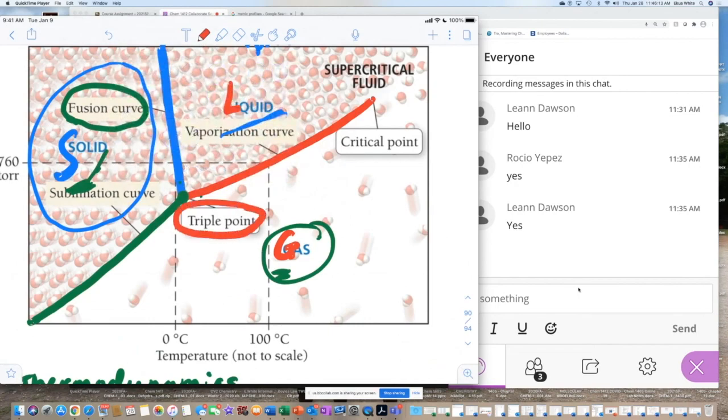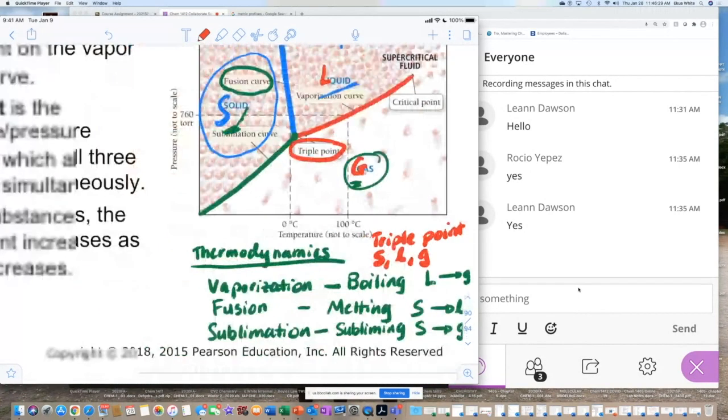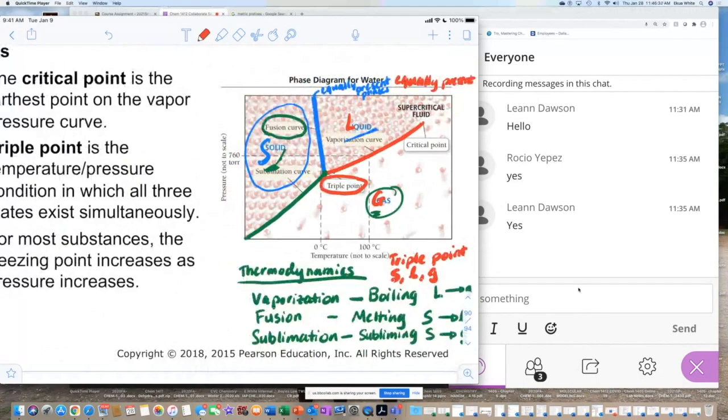In the triple point, you have all three phases. Okay? So triple point, you have all three phases, solid, liquid, and gas existing. Okay? So now let me step back a little bit and look at what the phase diagram shows us.